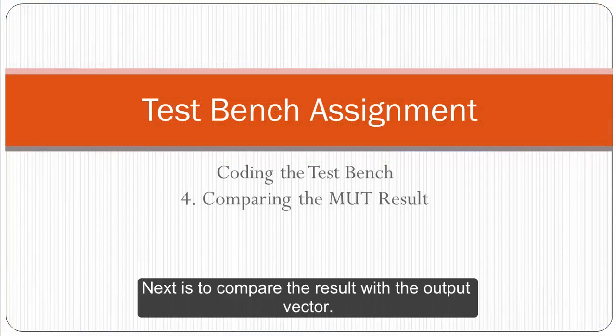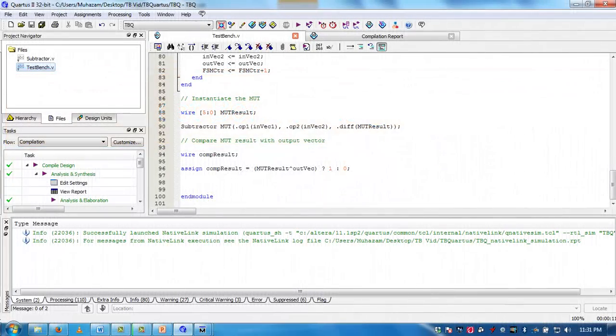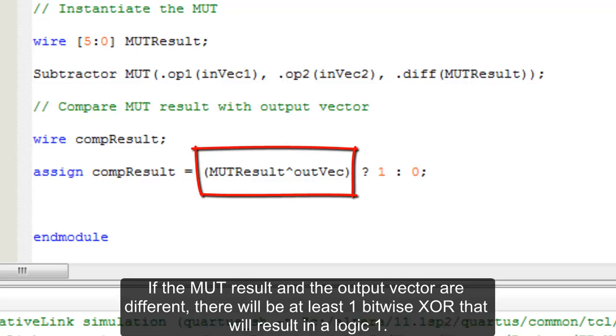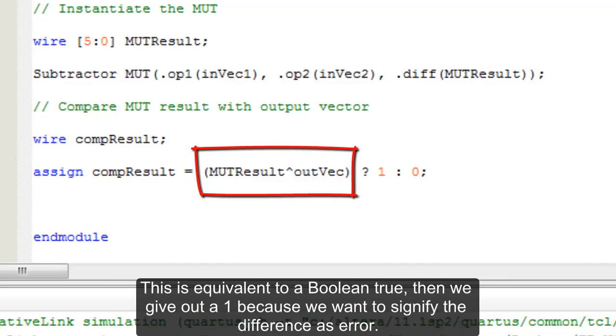Next is to compare the result with the output vector. We do the comparison with bitwise XOR gates. If the MUT result and the output vector are different, there will be at least one bitwise XOR that will result in a logic 1. This is equivalent to a boolean true. Then we give out a 1 because we want to signify the difference as error.